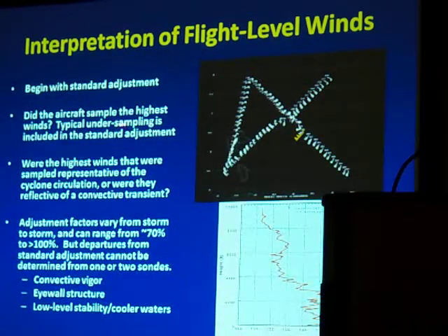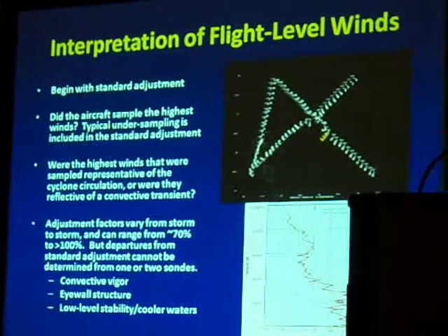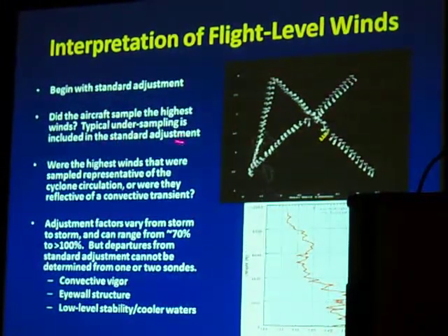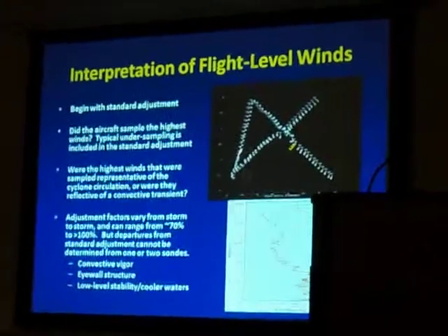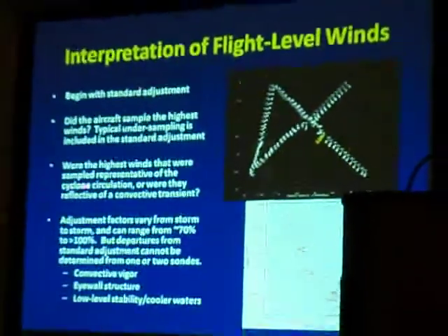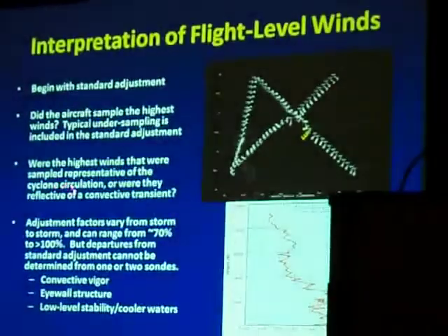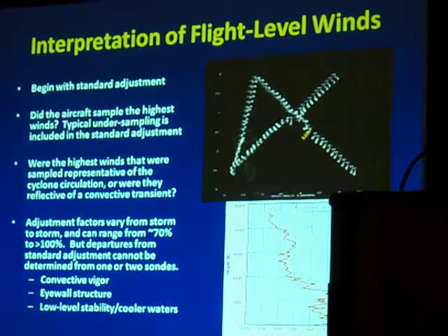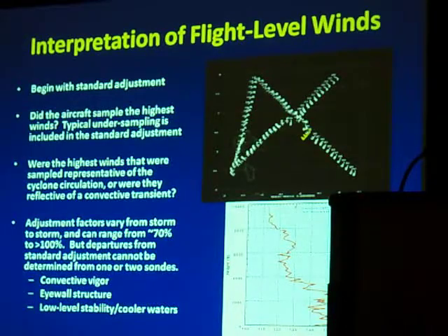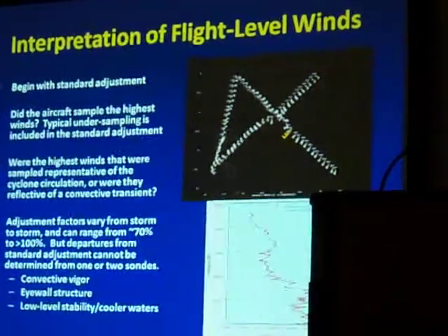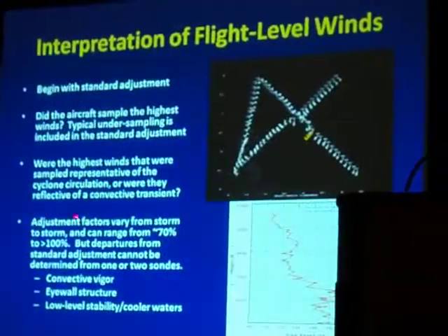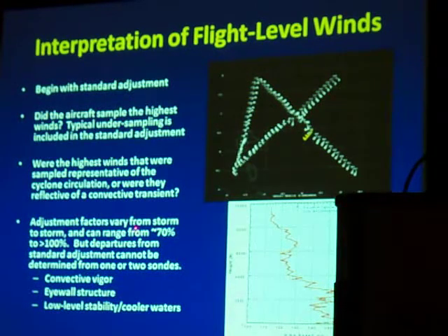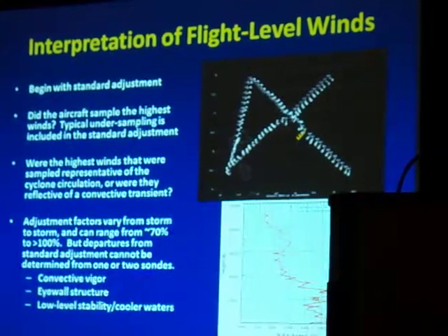And the question is, did the aircraft sample the highest winds? And there's a typical undersampling, which is included in the standard adjustment. And I mentioned this before, were the highest winds that were sampled representative of the cyclone circulation, or was it part of a transient feature? If it's part of a transient feature, we do not count that as being representative of the absolute intensity. And these adjustment factors, they will vary, and they go anywhere between 70 and 100%. You'll see us refer to these in our discussions.